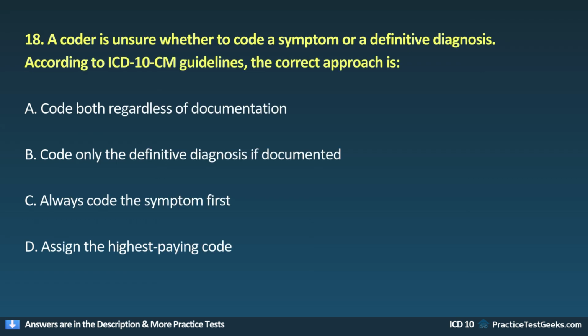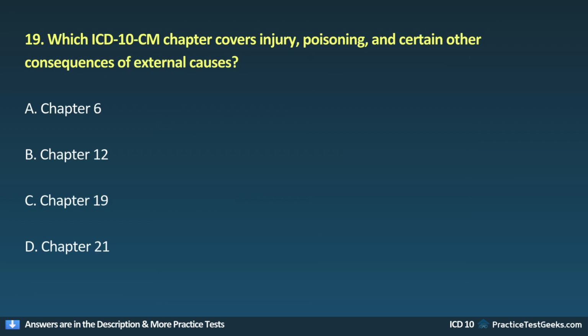18. A coder is unsure whether to code a symptom or a definitive diagnosis. According to ICD-10-CM guidelines, the correct approach is: A. Code both, regardless of documentation. B. Code only the definitive diagnosis if documented. C. Always code the symptom first. D. Assign the highest-numbered code.